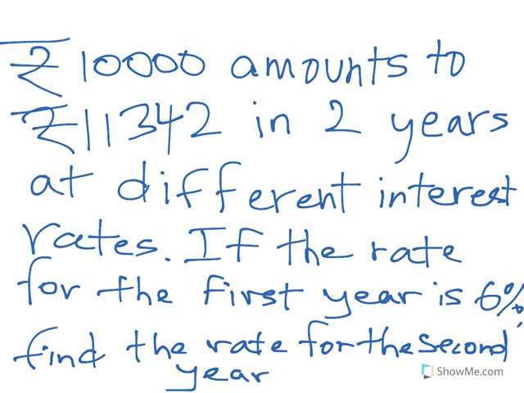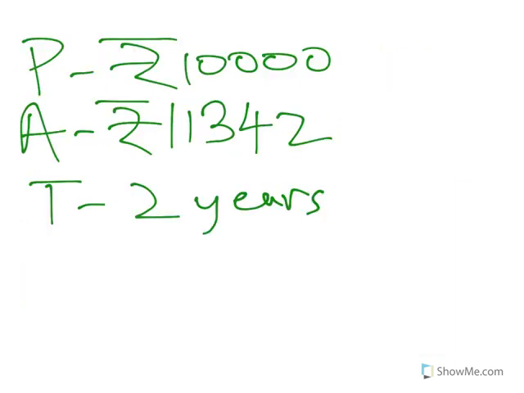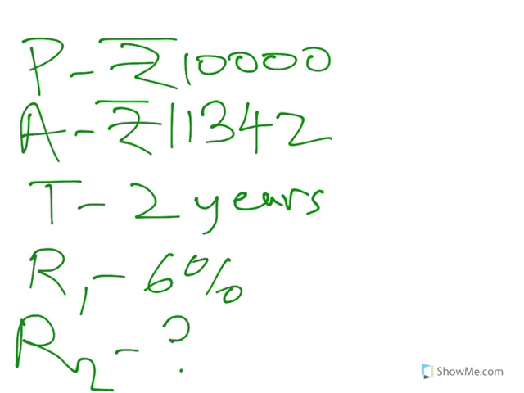Now, the tricky thing here is that there are two different interest rates. Now, the first year is 6%. So R1 is 6%. R2 is not given. So that's what we have to find. Let's start. So hopefully, again, I have to tell you to try this on your own, but if you can't get it, or if you want to check that you're right, we're going to do it here. Hopefully you'll remember the formula that I taught you a couple of videos ago. When there are different interest rates, the formula becomes this.